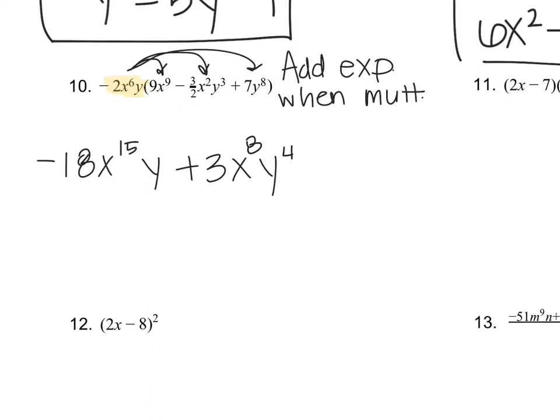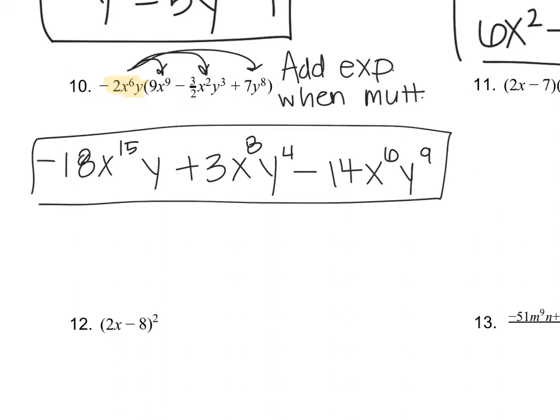Moving on to our last term, we have negative 2x to the 6th y times 7y to the 8th. So negative 2 times 7 is going to give us negative 14. There's nothing for the x to the 6th to multiply with, so it stays x to the 6th. And then y times y to the 8th is going to give us y to the 9th. And none of these are like terms, so this is going to stay our final answer.